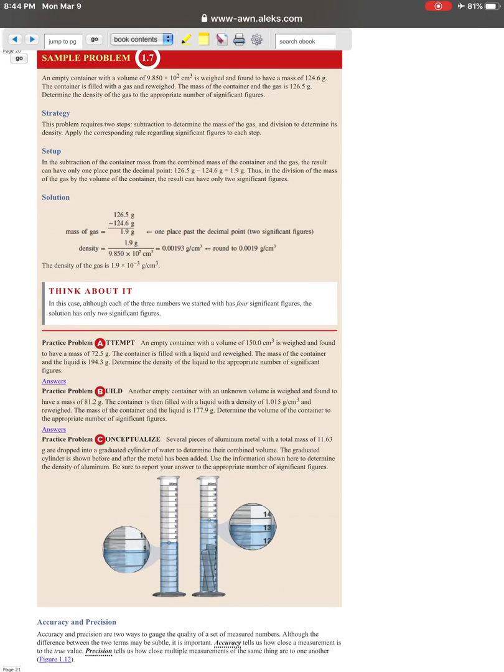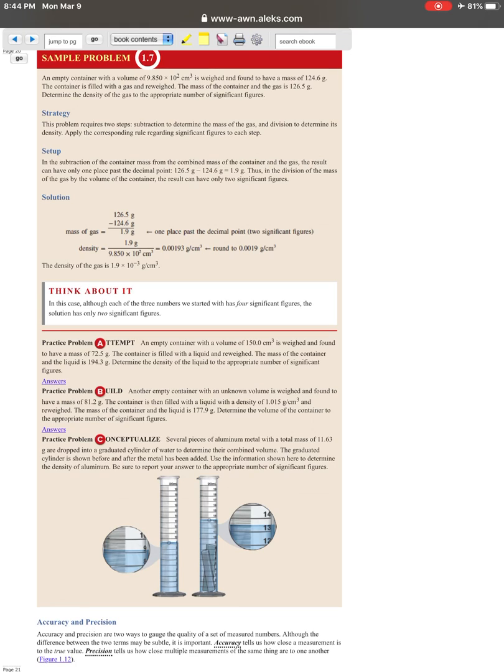First, you find the mass of the gas. The idea here is you have a container. If it's empty, it weighs 124.6 grams. If you put the gas in, it weighs 126.5. So it went up because the gas has a mass. What's the mass of the gas? The difference between those two values. If we do the subtraction, 126.5 grams minus 124.6 grams, that's a difference of 1.9 grams, 1 digit past the decimal point. So that right there is the mass of the gas. The volume is given as 9.850 times 10 to the 2 centimeters cubed. That has 4 sig figs. Remember, the 0 counts because it's to the right of a decimal point.